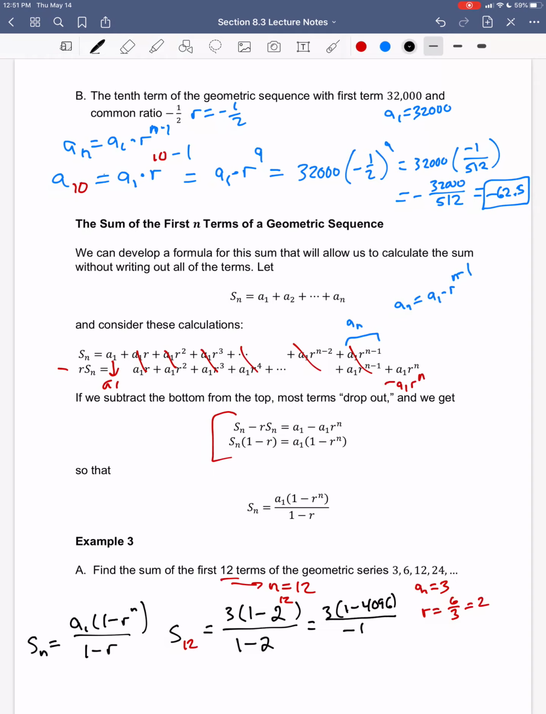One minus 2 is negative 1. So I get 3 times negative 4095 divided by negative 1. So the negatives are going to cancel out, right? Negative divided by negative is positive. And I just get 3 times 4095, which is 12,285.